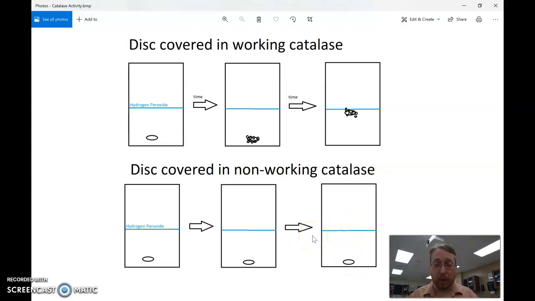And there is also a middle ground. If some of the catalase is working, not as much as when everything's in good condition, but if some are working, then some of them will make bubbles, but it'll take a lot longer to make enough bubbles to get the disc to rise. So how long it takes the disc to rise is a proxy for how well the catalase is working. And you're going to use that information in your lab.